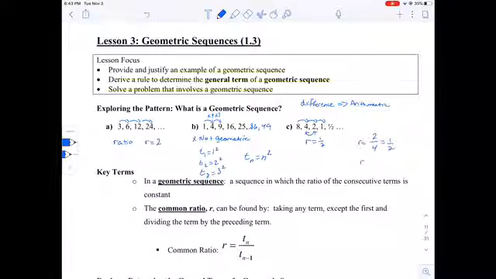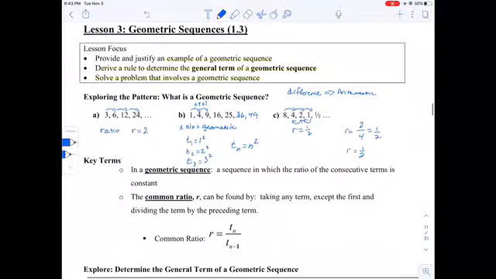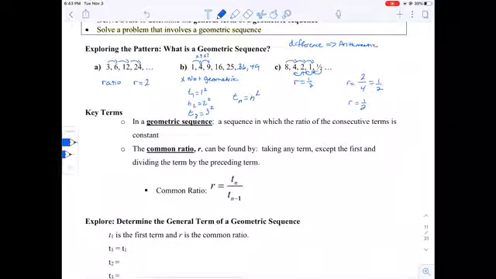If I took 1 and divided by the previous term, 2, we get 1/2. Or even 1/2 divided by 1, we get 1/2. So any term divided by its previous term. A geometric sequence is a sequence in which the ratio of consecutive terms is constant. Where in arithmetic it's a common difference, here it's a constant ratio. The common ratio R can be found by taking any term except the first and dividing it by the preceding term.